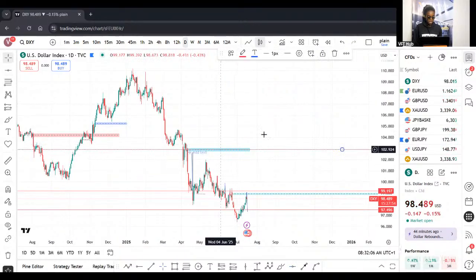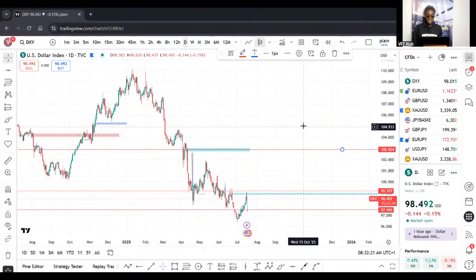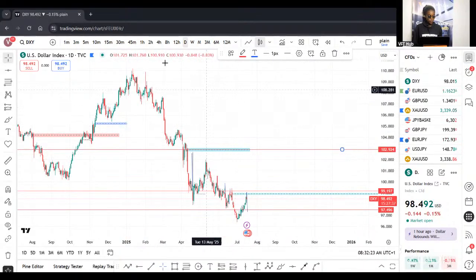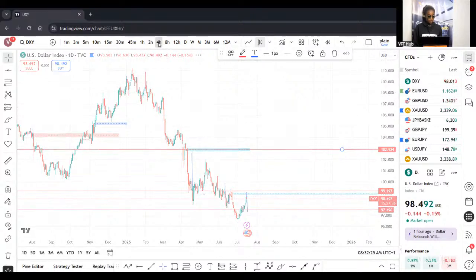This order block at 102.924. Once this high again at 99.197 is taken out, then I know that price wants to trade all the way to this daily order block residing at 102.924. Down to the 4-hour time frame.